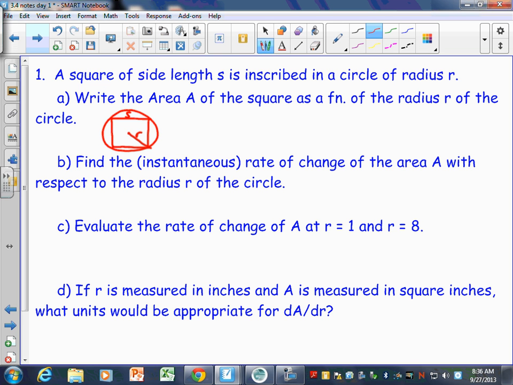But part of your homework is like this, A, B, C, D. You love when there's problems like that, right? It makes my life so much easier. Part A says, write the area A of a square as a function of the radius R. That means you need to have A and R in your equation, and those are the only letters that you should have in that equation. So how could we write the area of the square as a function of the radius R?